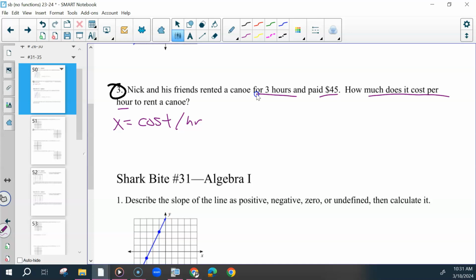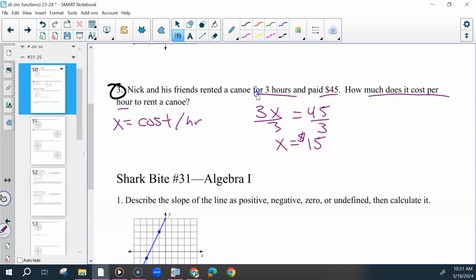And then in your equation, we know he paid $45 in total. He rented it for 3 hours, and we don't know how much it costs each hour, so multiply 3 and x, and then divide both sides by 3. So that each hour, it costs $15.